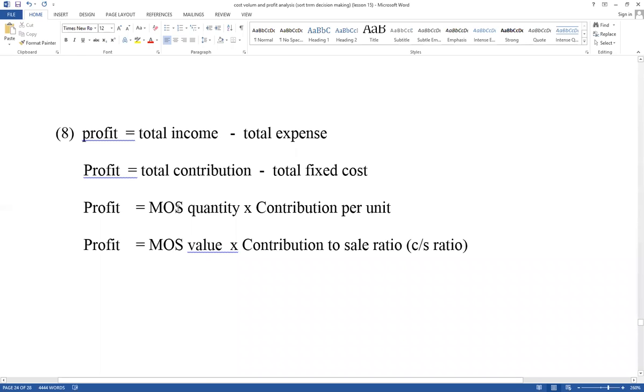And profit equals margin of safety quantity into contribution per unit. Total margin of safety is not equal to profit. In an MCQ paper, profit equals margin of safety quantity into contribution per unit, not total margin of safety. Sometimes they ask in the paper, total margin of safety is equal to profit, true or false. Think about it: margin of safety quantity into contribution per unit equals profit, or margin of safety value into contribution to sales ratio. There are four equations that can be applied to calculate profit and loss.